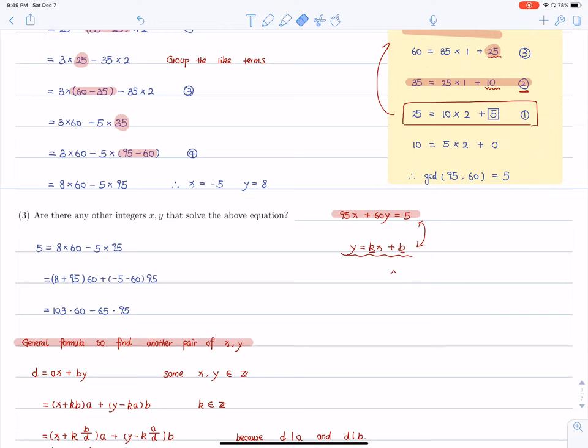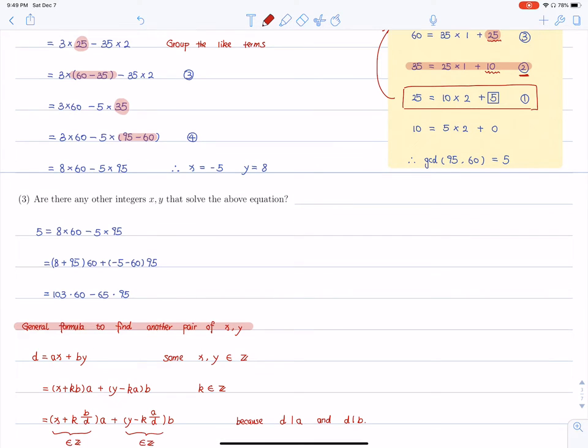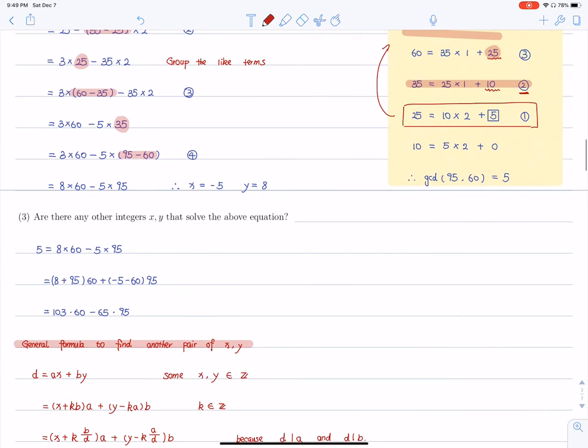And how do I find the others? This is the time we need to use the technique I mentioned many times. You plus and minus the same number. This is when we use this. So I wrote the solution here. We start with your original solution: 5 equals 8 times 60 minus 5 times 95. So we start with this.